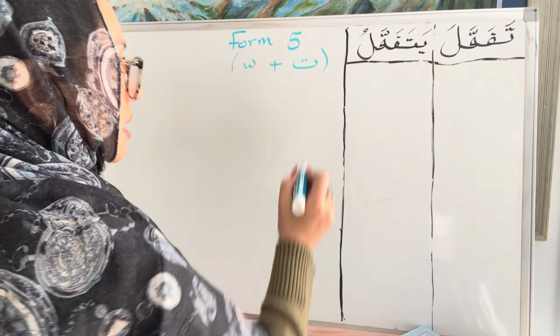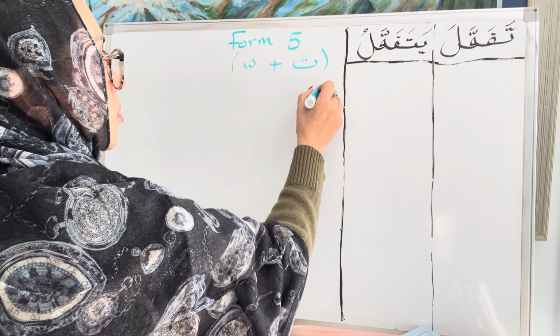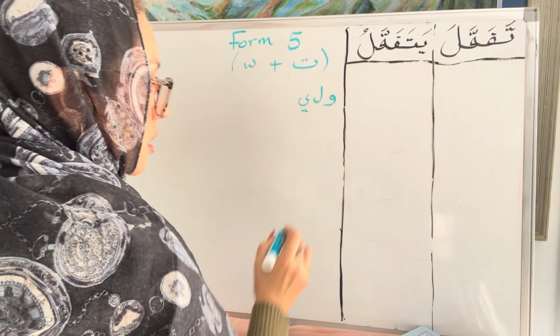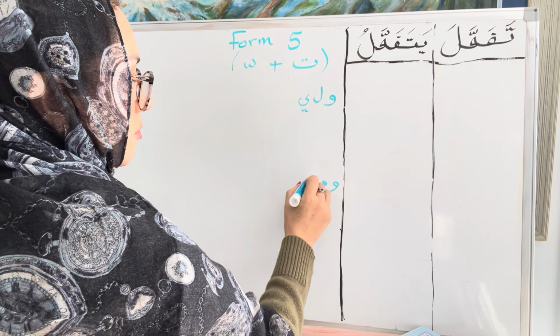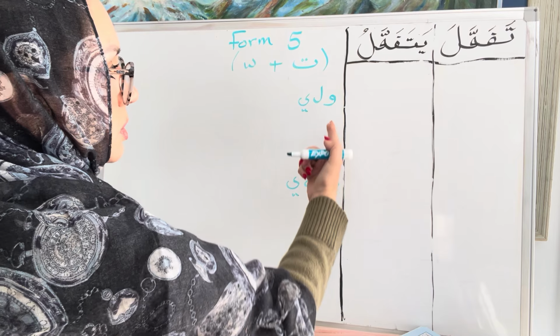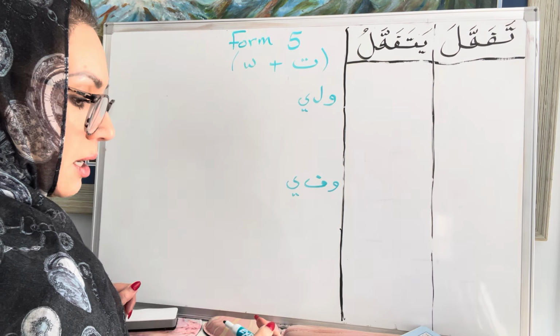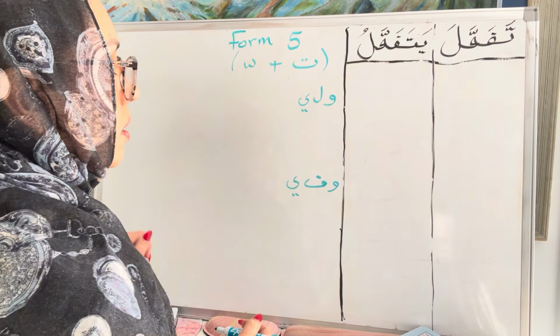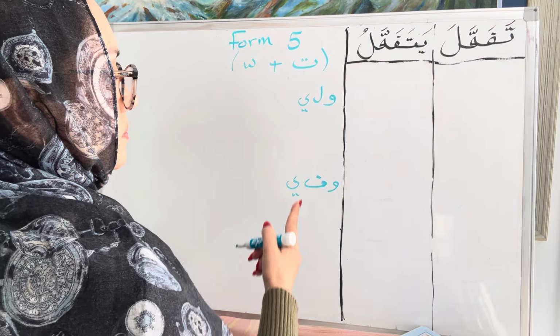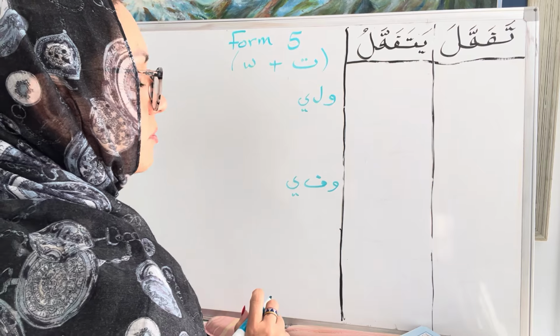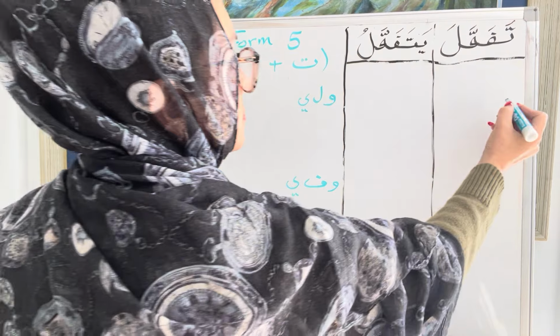The root is waw, lam, and ya. And then the next one I have is waw, fa, and ya. So notice one starts with a waw and ends with the ya, and the other starts with the waw again and ends with the ya. So wala, and then wafa. We're going to put it in form 5, so it becomes tawalla.